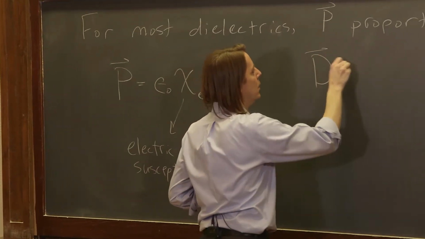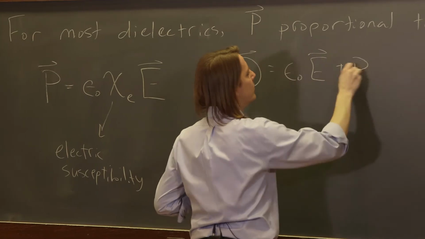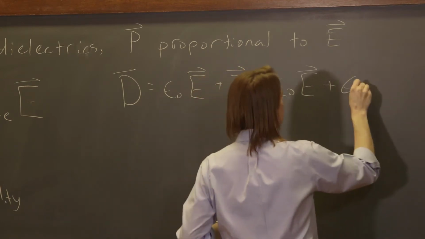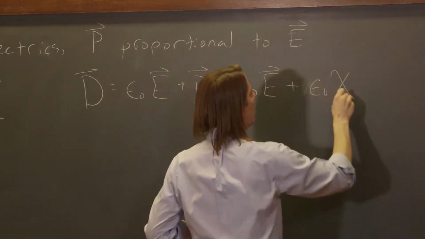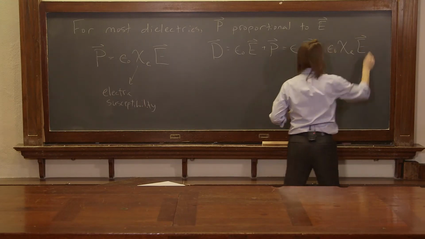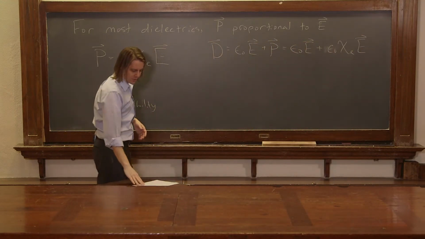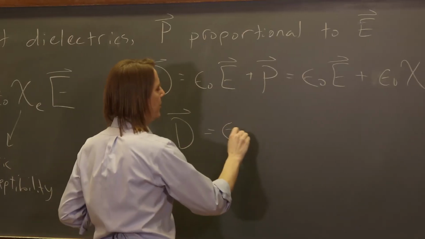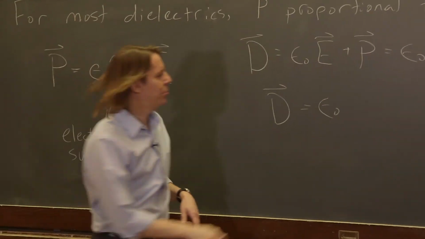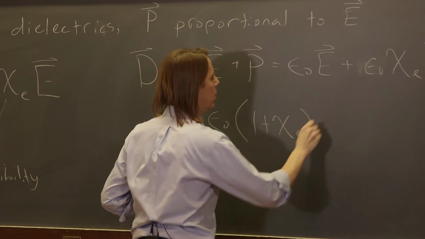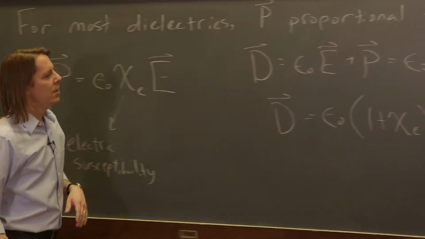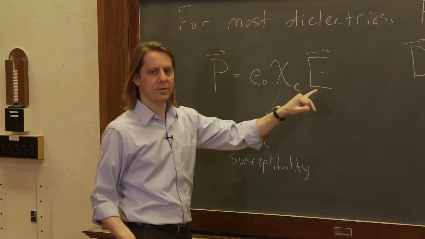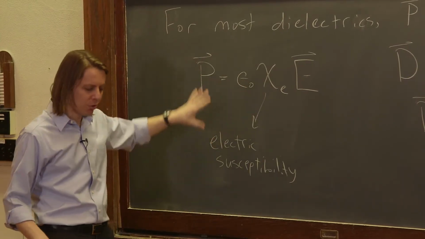D is epsilon naught E plus P, therefore it's epsilon naught E plus epsilon naught chi E times E. So now you can see things are starting to simplify, and you get that the displacement field is, we pull out epsilon naught, and then I usually write it, the 1 plus chi E times E. So we have a simple linear relation, or a proportional relationship between the polarization and the electric field. That's the electric susceptibility, so that word kind of makes sense.